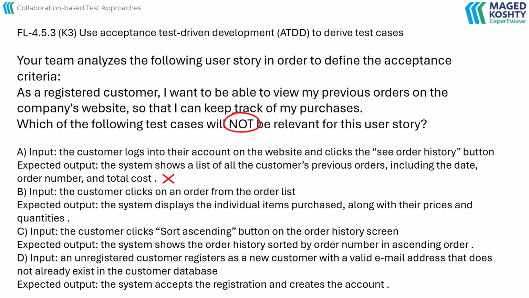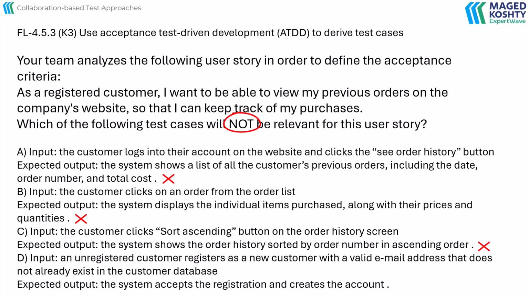B. Input. The customer clicks on an order from the order list. Expected output. The system displays the individual items purchased along with their prices and quantities. This is also a valid test case related to viewing previous orders. C. Input. The customer clicks Sort Ascending button on the order history screen. Expected output. The system shows the order history sorted by order number in ascending order. This test case is also valid and related to viewing previous orders in the order history.